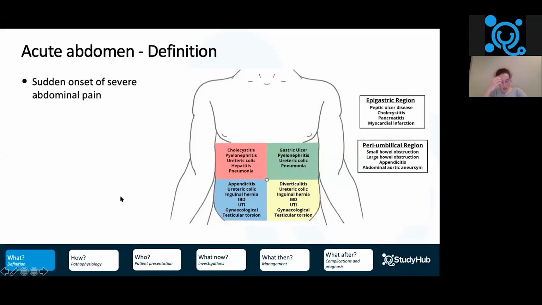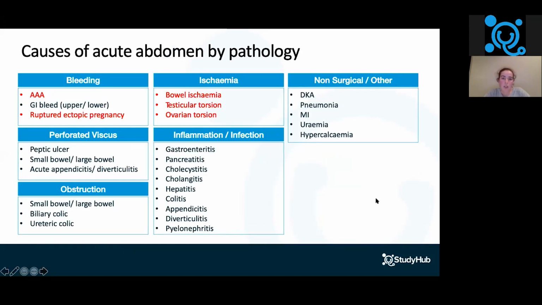The acute abdomen is a massive topic, and it can basically be defined as any cause of sudden onset severe abdominal pain. You're probably familiar with this diagram, splitting the abdomen into sections and thinking about the differentials based on location. I'm not going to dwell on this now, but it's worth familiarizing yourself with this. Another way to think about the acute abdomen is dividing things by pathology. The things I've highlighted in red are really important for you to know about, and these things shouldn't be missed.